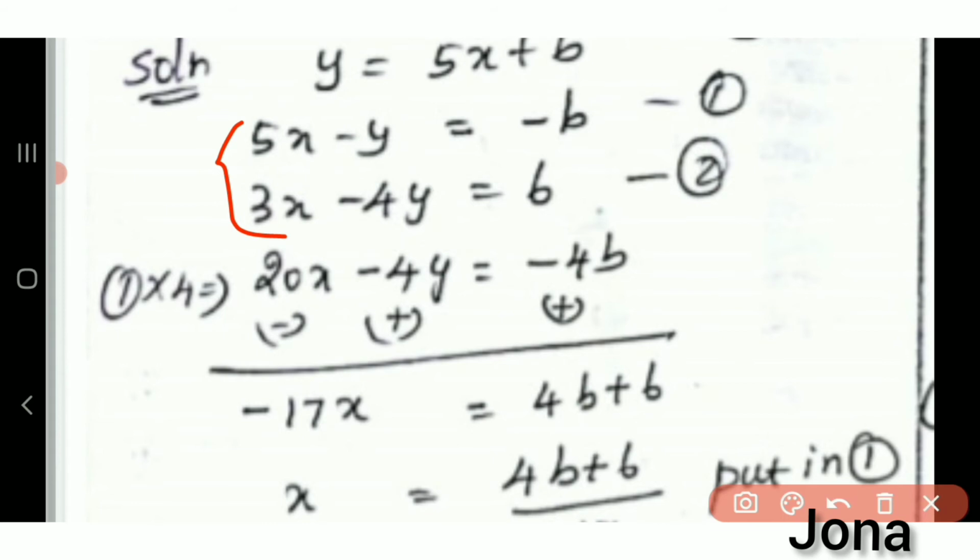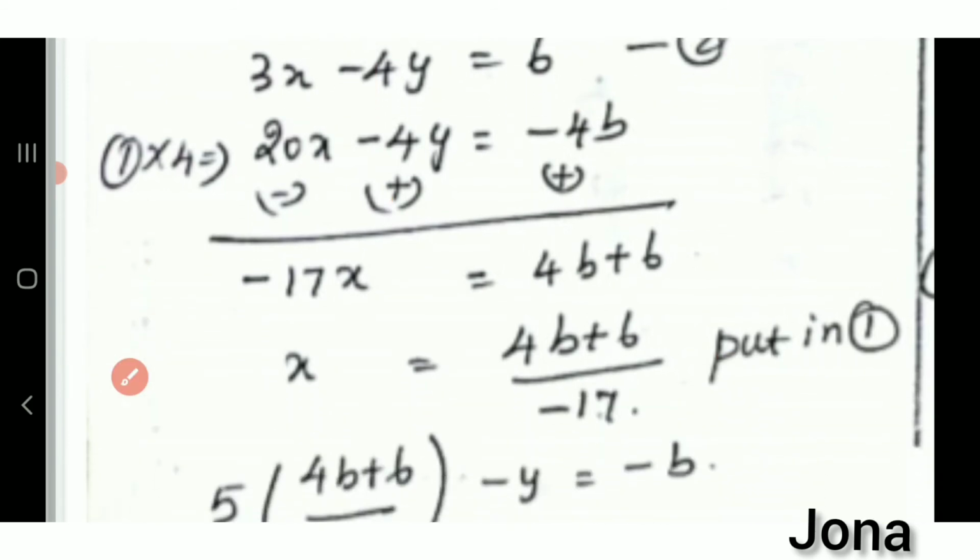So we can multiply the first equation by 4. So 20x minus 4y equal to minus 4b. And the second equation is 3x minus 4y equal to 6. We want to change the signs of the second equation, minus and plus, so we can cancel these two. Here 3 minus 20 is minus 17, and here plus 4b plus 6. Therefore, x equal to 4b plus 6 divided by minus 17.